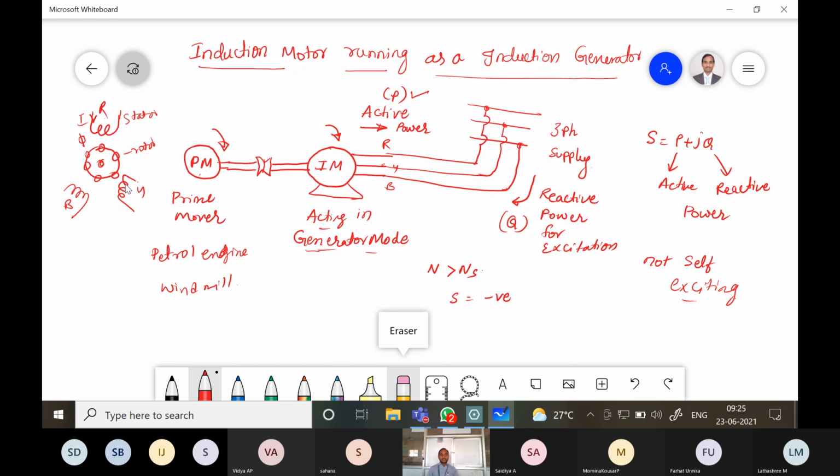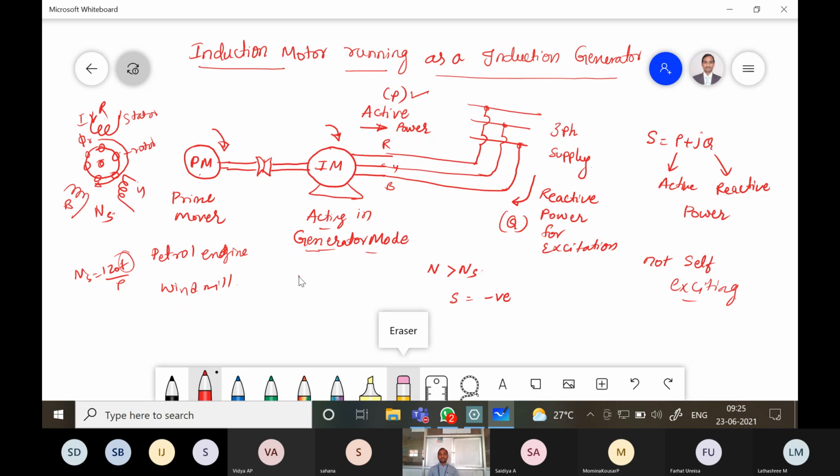So you will get the resultant flux, called phi r. This will be rotating in the air gap at the synchronous speed, that is Ns is equal to 120 F by P at a constant frequency. This is called a rotating magnetic field. Whenever the rotating magnetic field is there and the prime mover is rotating, the rotor is also rotating. Now the rotor speed is more than the synchronous speed, so it will act in generating mode. This is the concept of the induction motor running as an induction generator.